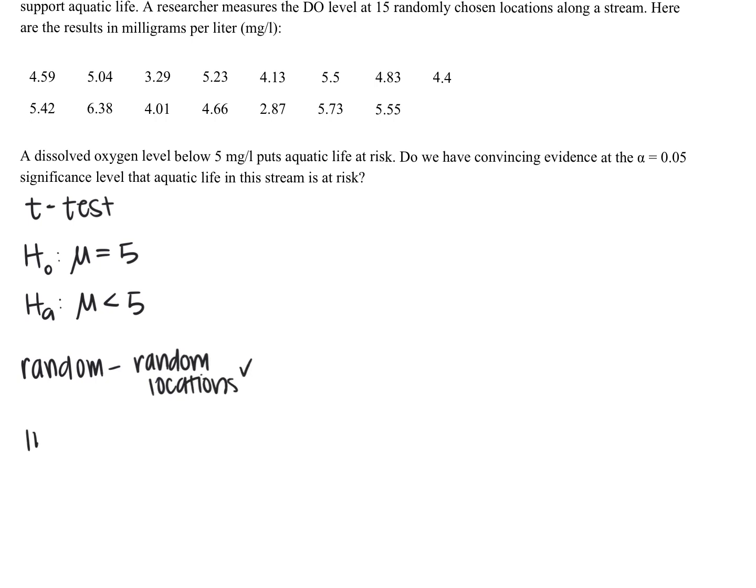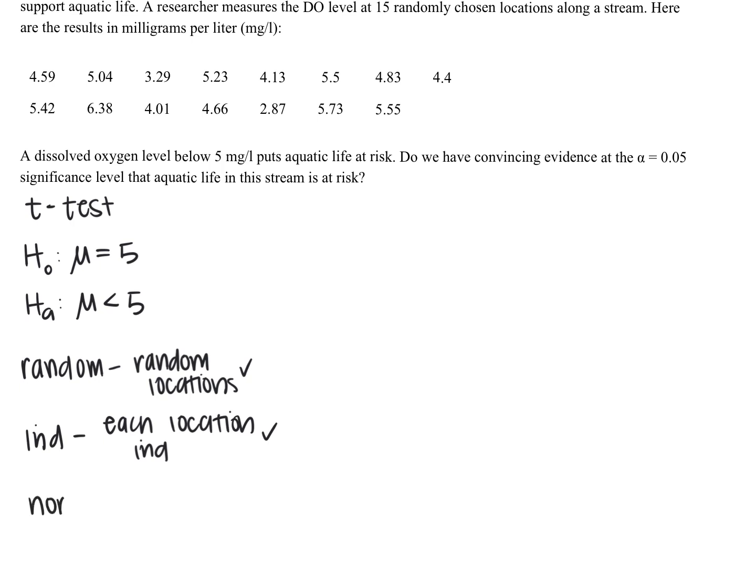For independent here, you're going to want to treat this kind of like an experiment. Each location is going to be independent from the previous location. So it's not necessarily that 15 is less than or equal to 10% of all locations along the stream, because there's an infinite number of locations. It's just that each location's dissolved oxygen level is independent of whatever the previous locations were.